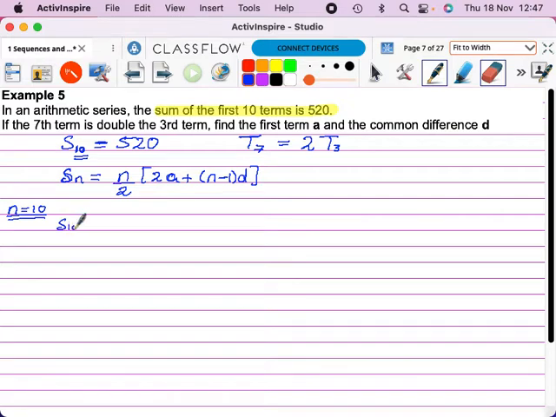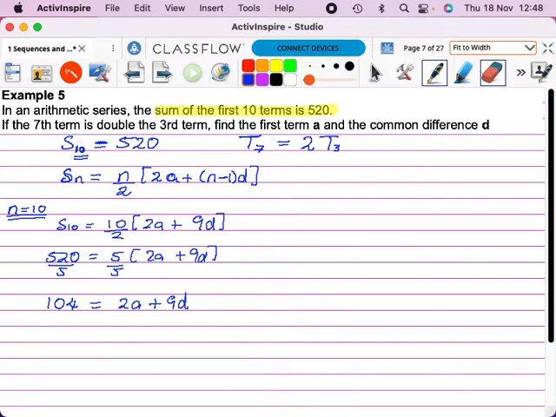So I now know that the sum to 10 terms is 10 over 2, open bracket, 2a plus, well, 10 minus 1 is 9, so I've got 9d. Oh, S10, nearly forgot, is 520, so I need to put that in. 5 lots of 2a plus 9d. There's lots of different ways of doing this. You can multiply out the brackets, or you can divide 520 by 5 in order to make it slightly easier, because 5 is multiplying the bracket. So I can divide by 5, and that will make the mathematics so much simpler. So we've now got 104 is equal to 2a plus 9d.